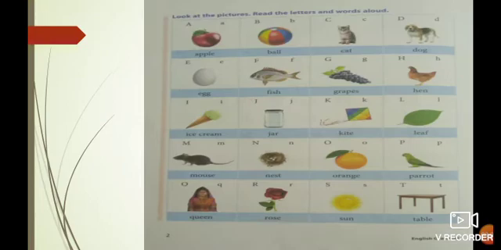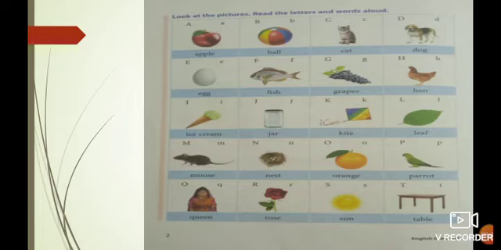Now these all are what you have studied in LKG and UKG. But this is revision, so revise once again. What you have to do, you have to read the letters and words aloud. Aloud means loudly. You have to read the letters and the words written by those letters loudly.